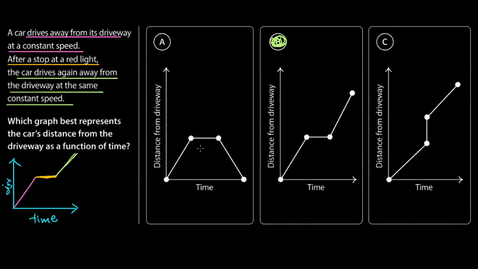Now in the real world, it's hard to just go from a stop to a true constant speed. There'd be some acceleration. So this would be curved a little bit when you go from start to stop or from stop to start at a constant speed. But for the sake of simplicity, B is pretty good.